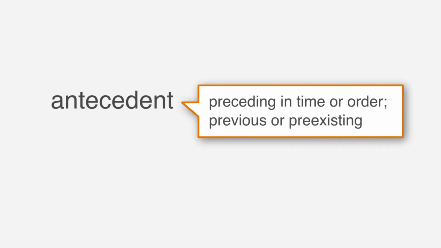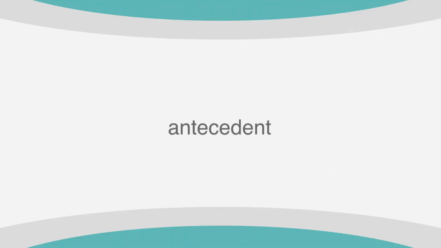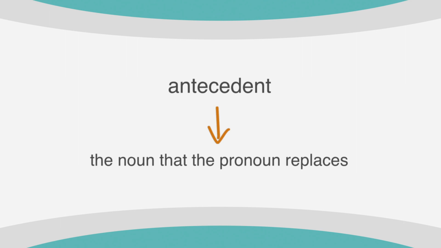Okay, next up are antecedents. Antecedent means preceding in time or order, or previous or pre-existing. While that's great for beefing up your vocab, when it comes to grammar, the antecedent is the noun that the pronoun replaces. Antecedents are important to identify when you come across an ambiguous pronoun, meaning you can't tell which noun the pronoun is replacing. Let's look at an SAT example.